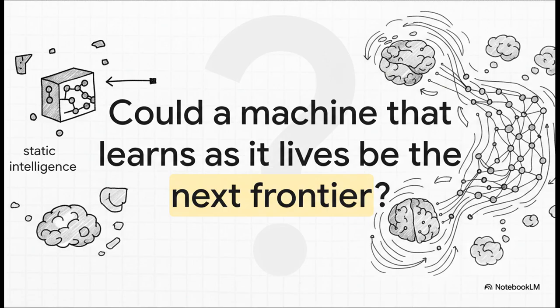But it does leave us with this really mind-bending question for the future. Right now, we are masters at creating these static snapshots of intelligence. But what if the next great leap forward is an AI that completely blurs that line? A machine that learns as it lives, constantly updating itself with every new experience, every single act of inference, shaping itself through every interaction, just like we do. What would an AI like that even be capable of? You have to wonder, because that might just be the next frontier.